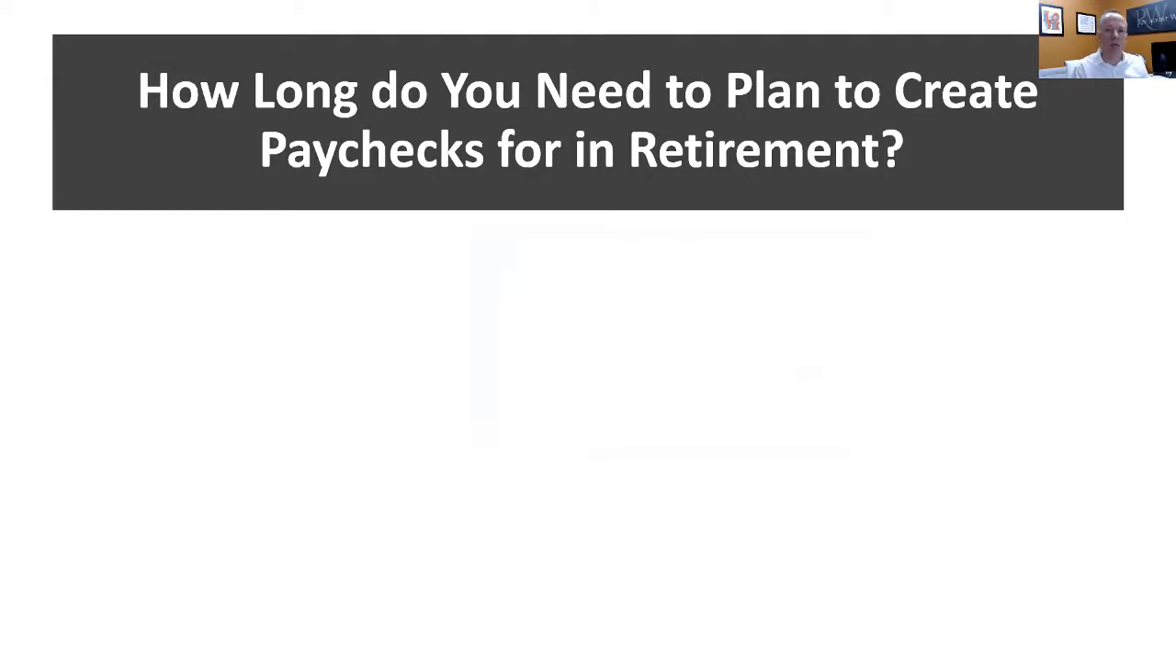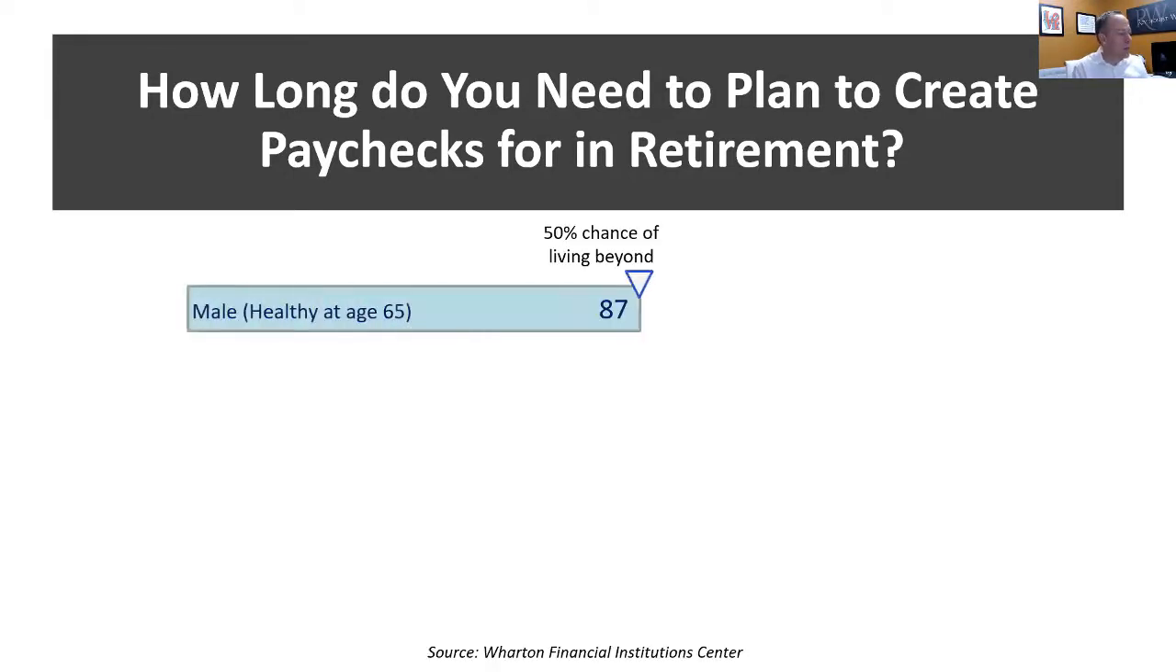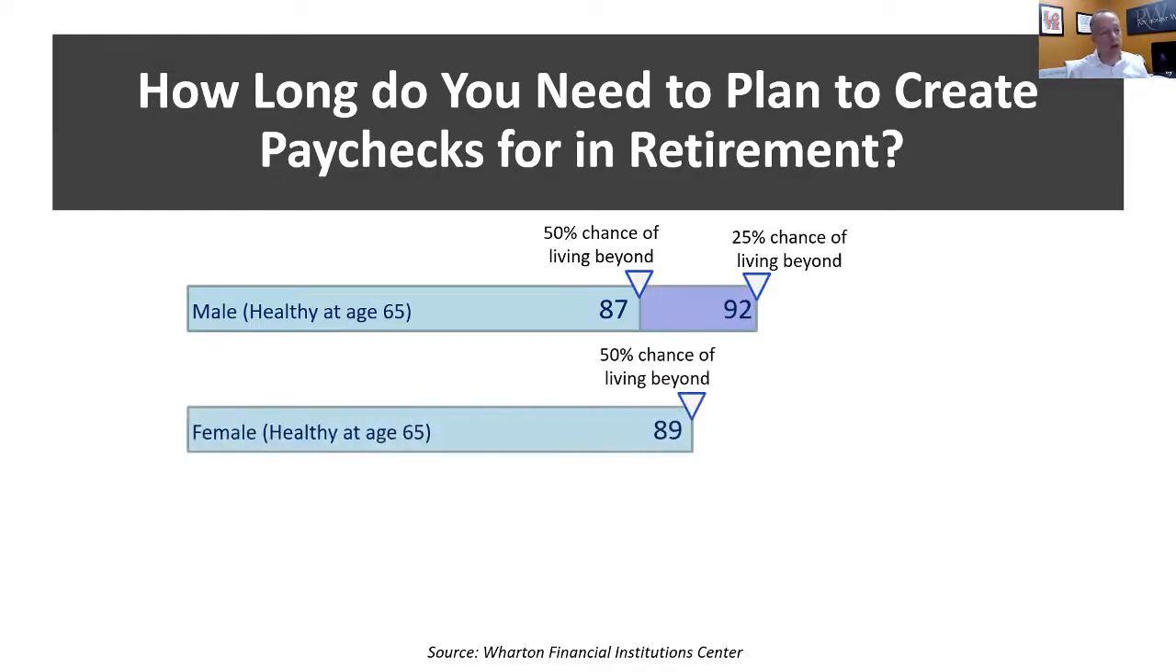When you get into this whole conversation about Social Security, creating retirement income, creating retirement paychecks from your savings and your retirement accounts, you've got to be talking about life expectancy. We don't have a crystal ball, but this graph is going to open up your eyes. It shows that a healthy guy at age 65 has a 50% chance of living beyond age 87, and a 25% chance of living beyond age 92. For a healthy female at 65, there's a 50% chance of living beyond age 89 and a 25% chance of living beyond 94.